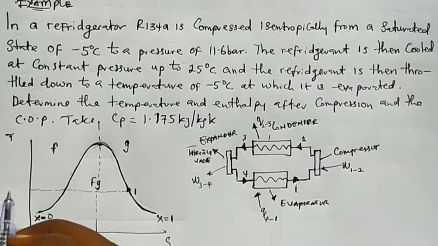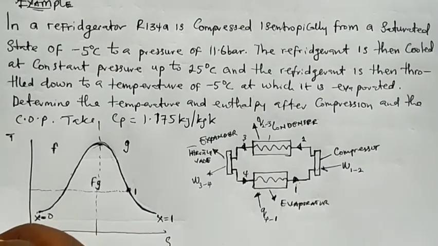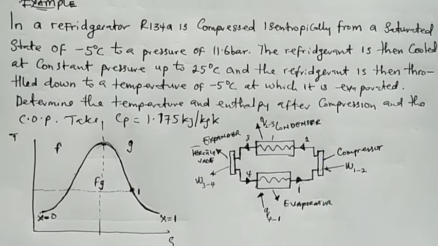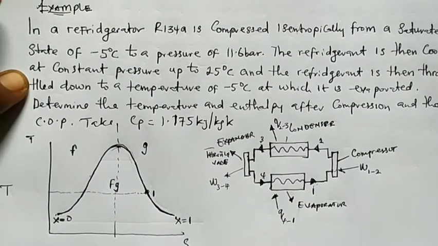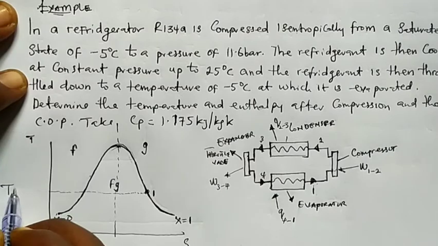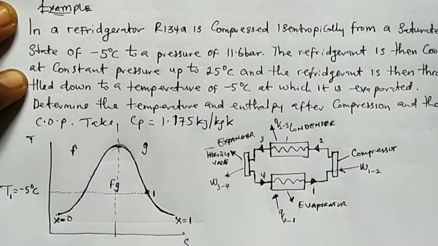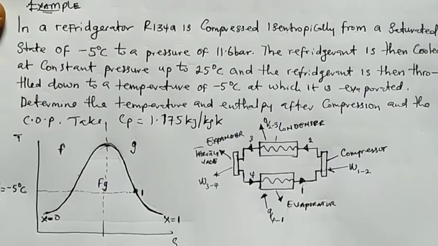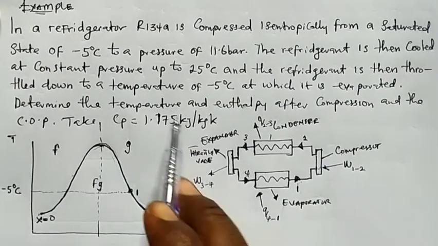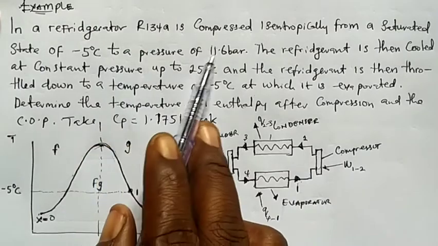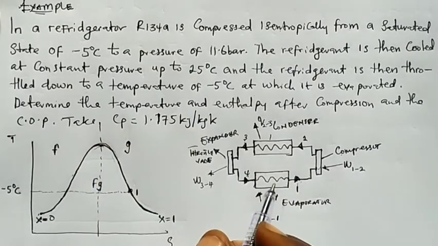So that is what we call T1. We call it T1 equals to what? -5 degrees Celsius. Right? So the next thing we'll do here, it says to a pressure of 11.6 bar.